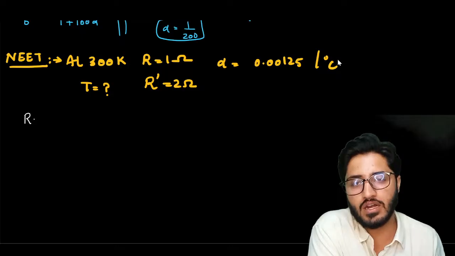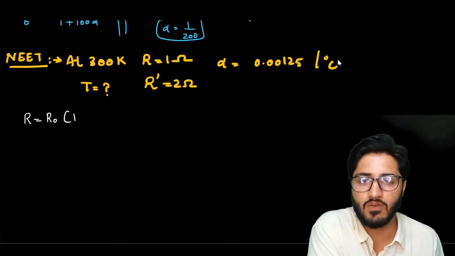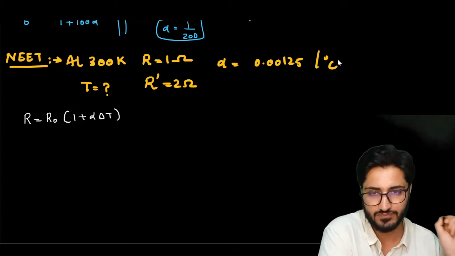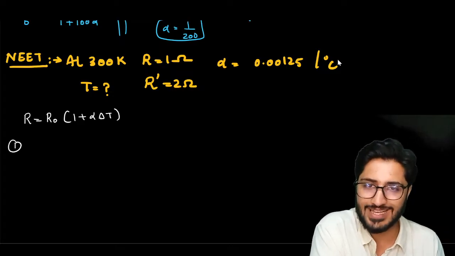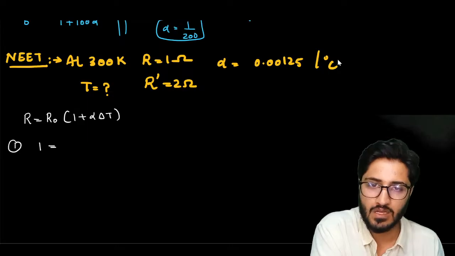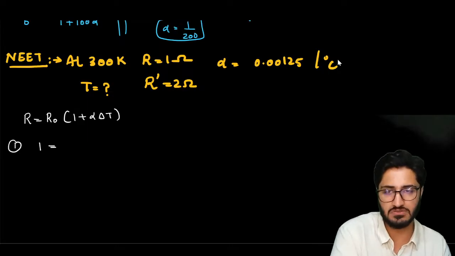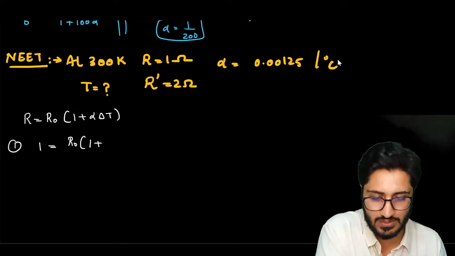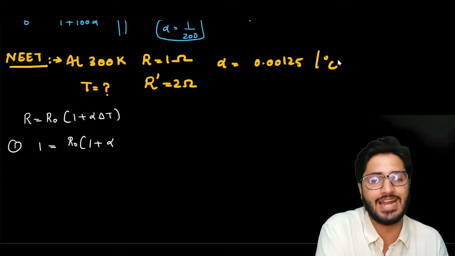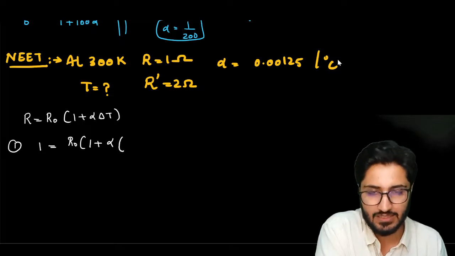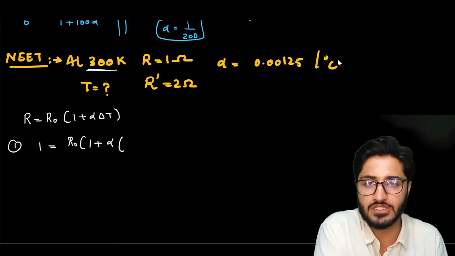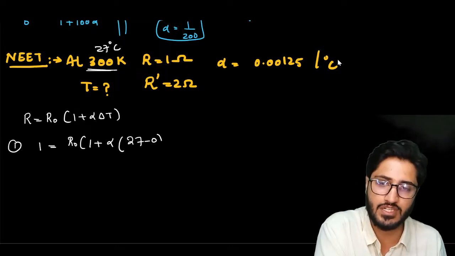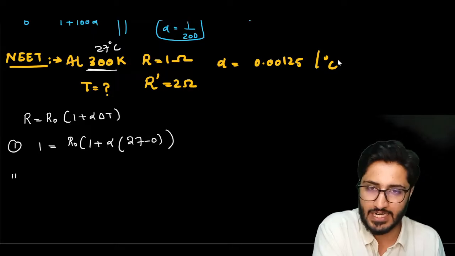Okay, now use the formula. Sir, R equals R naught times (1 plus alpha delta T). It is given to us. Okay, sir. For the first one, what is R? R is 1. Is R naught not given to us? No, sir, R naught is not given. Okay, 1 plus alpha, alpha is given to us. I will write alpha and then cut it. What is delta T? Sir, 300 Kelvin means 27 degrees centigrade. So I will write 27 minus 0, initially 0.